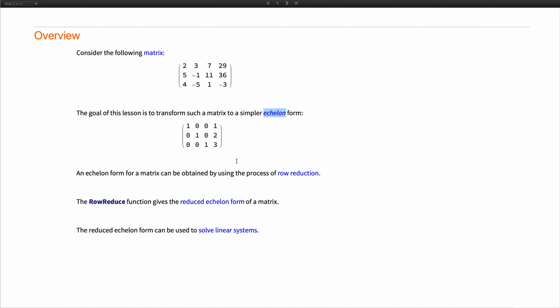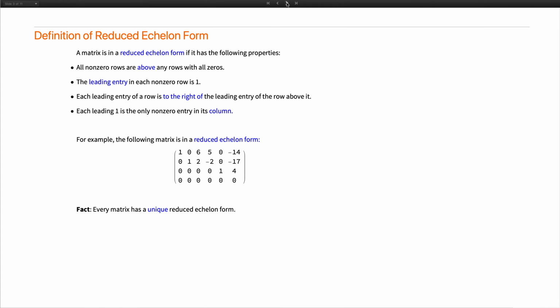Well, an echelon form can be obtained by using the process of row reduction. And fortunately, we have a very nice function called RowReduce in the Wolfram Language, which will give you the reduced echelon form of a matrix like the one you see over here. And the point is that once you have this reduced echelon form, you can solve linear systems. So let's begin with a formal definition of a reduced echelon form.